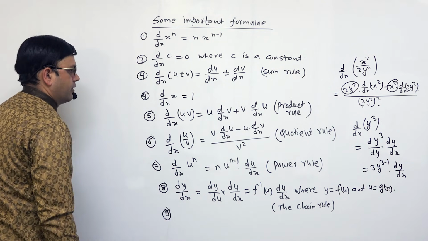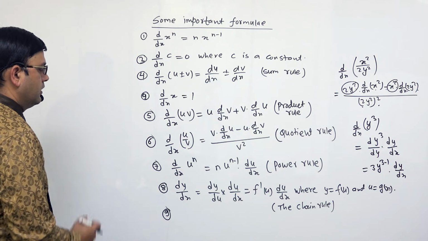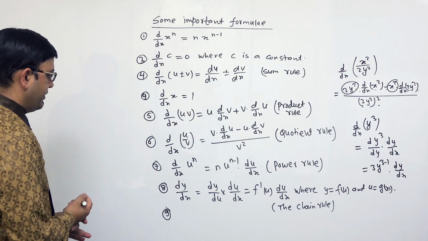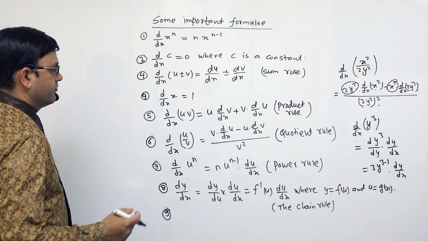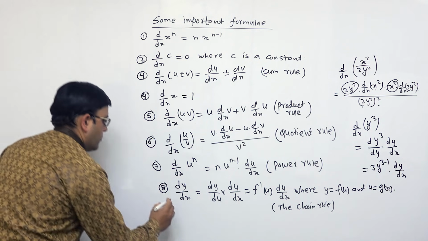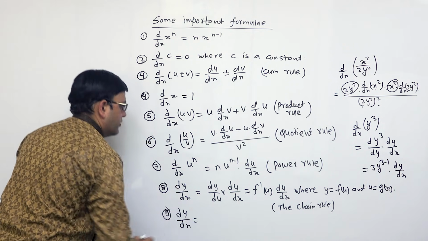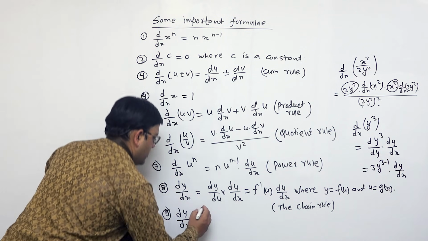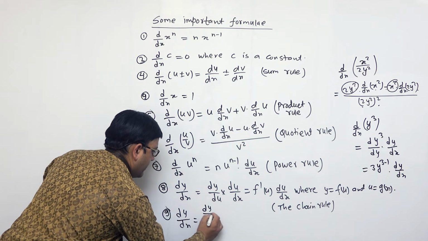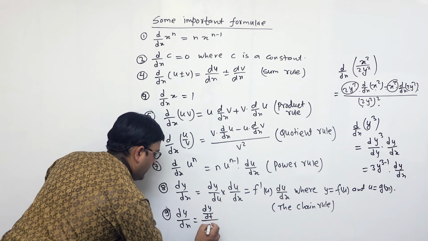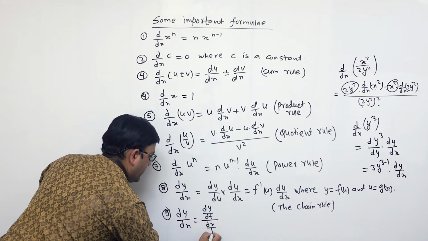9 नम्बरमा फर्मुलाको 9 नम्बर हेरौँ. dy by dx is equal to dy by dt by dx by dt.